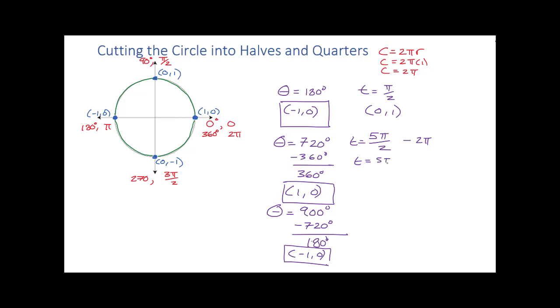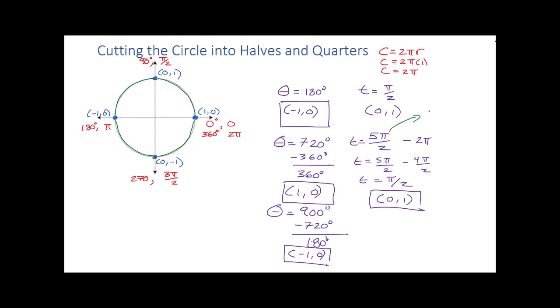5 pi over 2 minus, if we get a common denominator, this would be 4 pi over 2. That leaves me with 1 pi over 2. Well, there's that right there. That's a quarter of a circle. So the answer to this would be 0, 1. That's the terminal point.